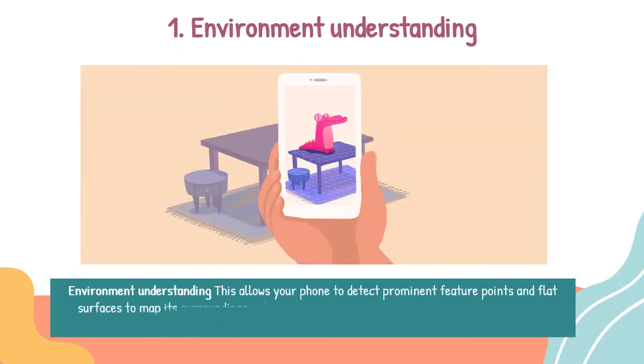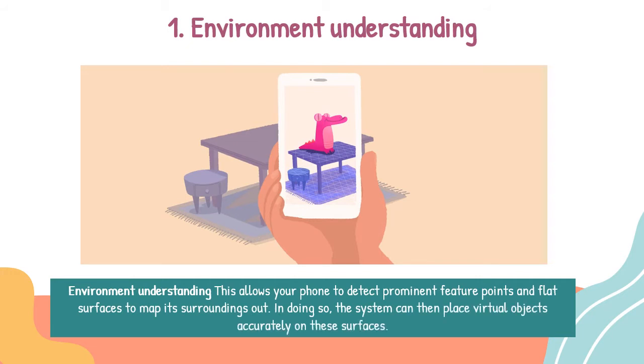First is environment understanding. This allows your phone to detect prominent features, points, and flat surfaces to map its surroundings out. In doing so, the system can then place virtual objects accurately on these surfaces.